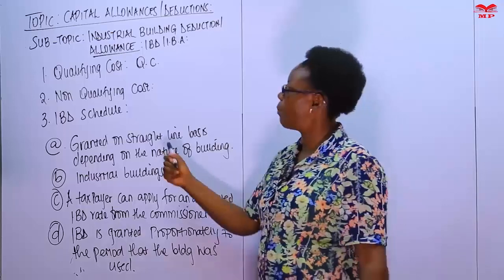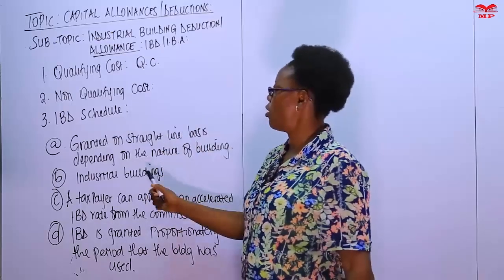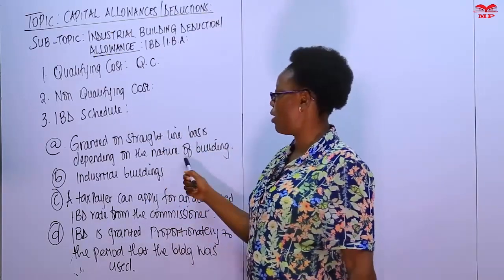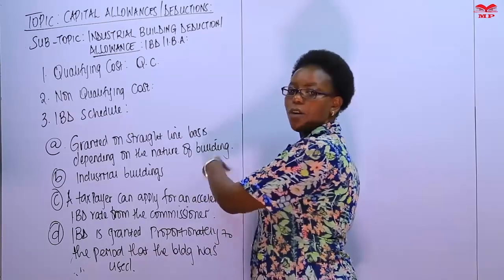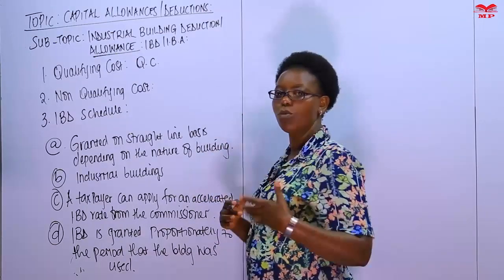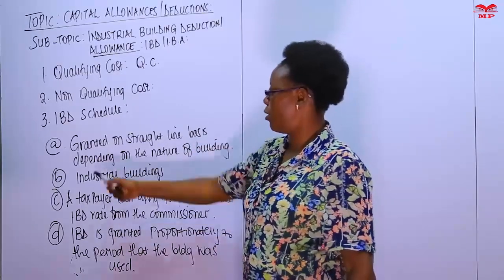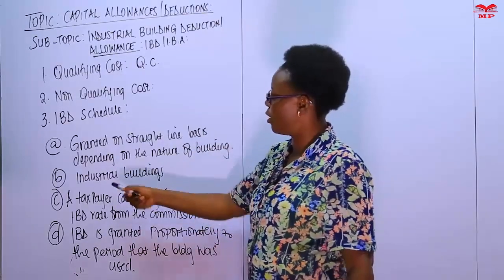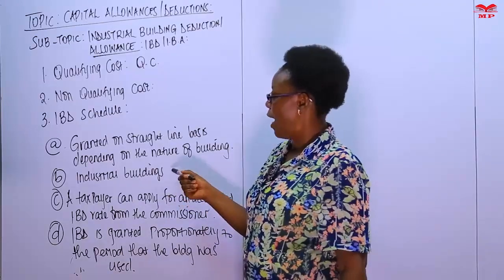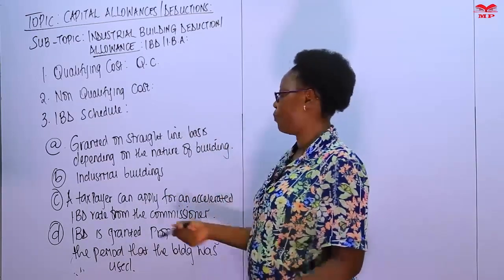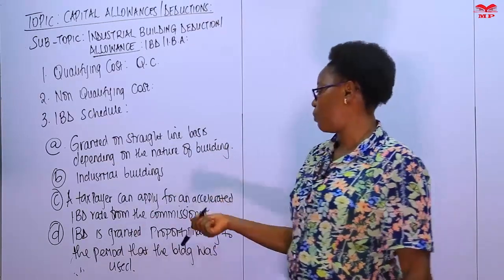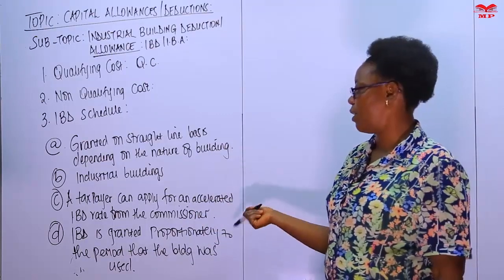So you grant IBD or industrial building deduction on straight line basis depending on the nature of the building. So this means different buildings will have different rates. You're going to see the rates later. Then you grant that obviously on industrial buildings. So we're going to see what is an industrial building and what is the qualifying cost. Then a taxpayer can apply for accelerated IBD rate from the commissioner.